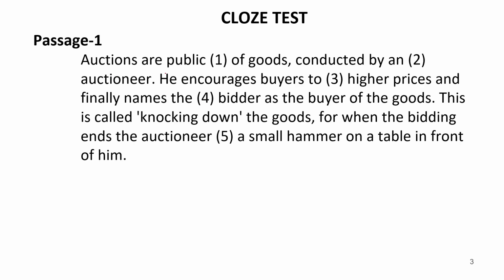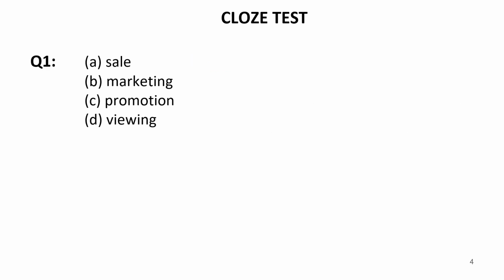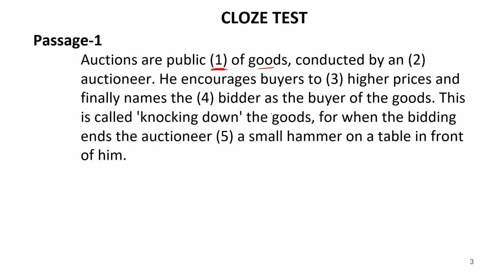And the first blank is: auctions are public dash of goods. So public dash. Now in place of 1, we have to fill a word out of these four options: sale, marketing, promotion, and viewing. Now, this is auctions are public dash of goods. So, what is public sale of goods, public marketing of goods, public promotion of goods, and public viewing of goods?